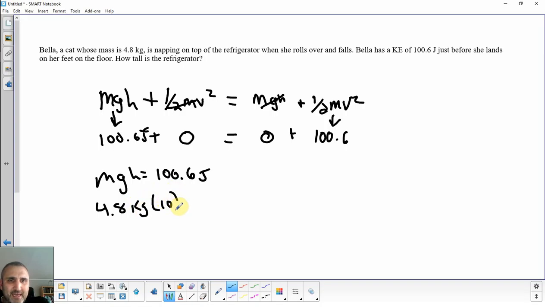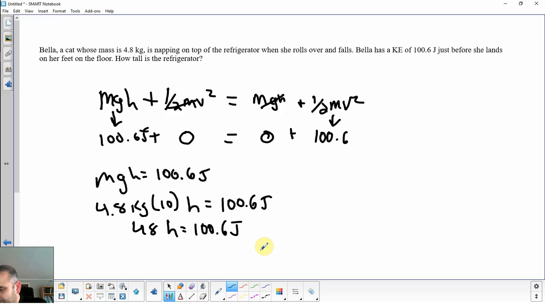We know gravity is 10. We can figure out the H, which equals 100.6 joules. So 4.8 times 10, that's 48. 48H equals 100.6 joules. Divide both sides. Now I'm going to need my calculator. 100.6 divided by 48 should give us an H of 2.095 meters.